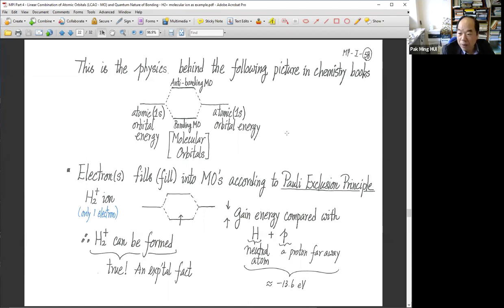Therefore, H2 plus is stable relative to a single hydrogen neutral atom and a lonely proton, okay? And you see how powerful one single electron can be. It can cleverly use its wave function to bind 2 centers, 2 protons, okay? And in the lab, you can make this.